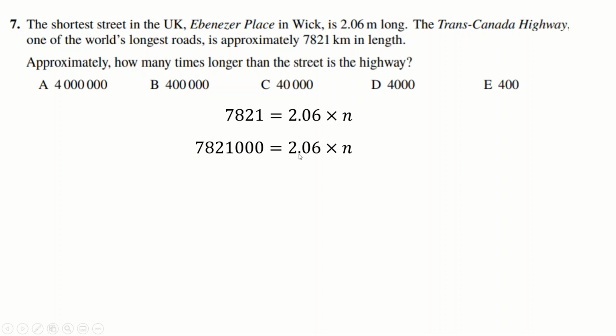So let's just not deal with this. Let's make this a 2 and make this an 8 million. And now, of course, 2 times 4 million is 8 million. So we're going to get an answer of 4 million times longer.